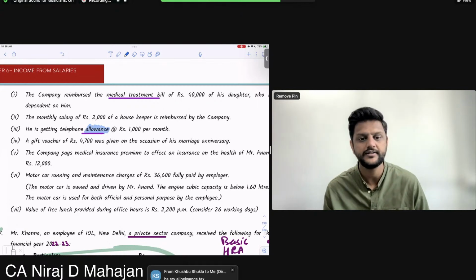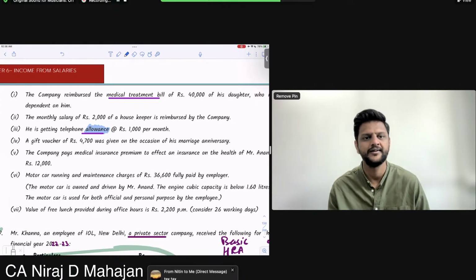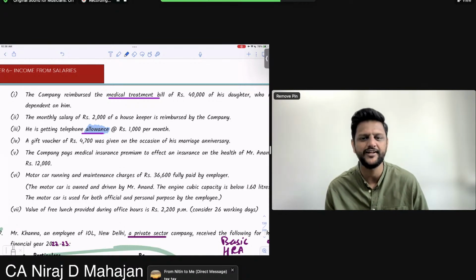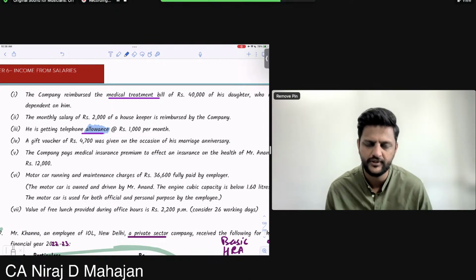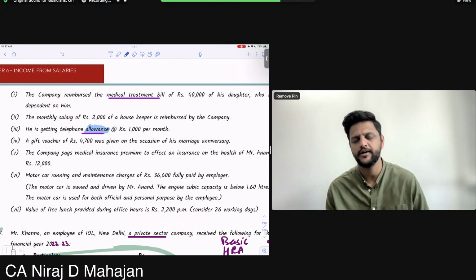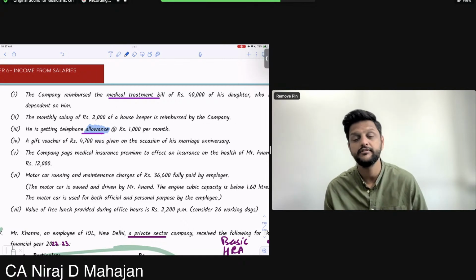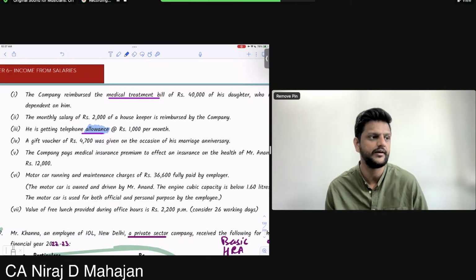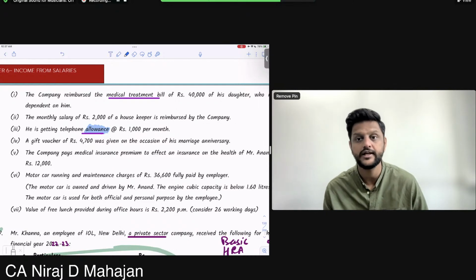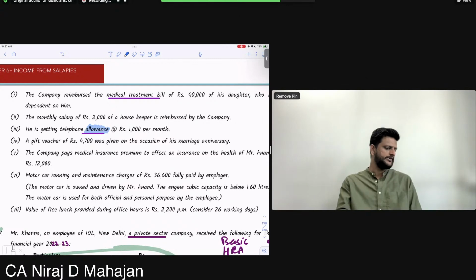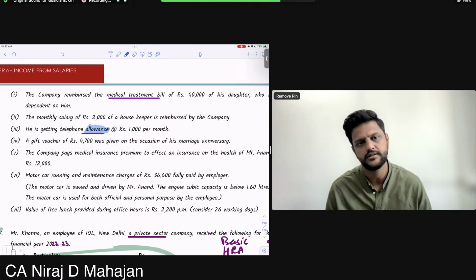You guys are not paying attention. If it is reimbursement of telephone bill, it is exempt. If it is payment of telephone bill, it is exempt. It can be telephone as mobile, at residence or anywhere. If a fixed amount is given in the salary as allowance, it is taxable, just like medical allowance is fully taxable. Medical reimbursement is not taxable, but medical allowance is taxable.